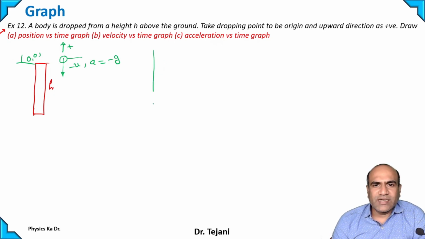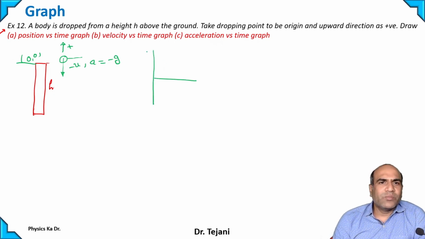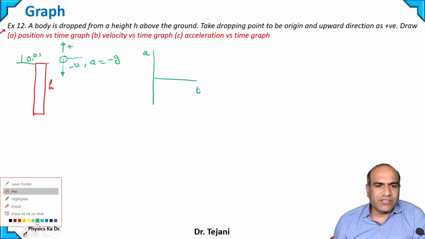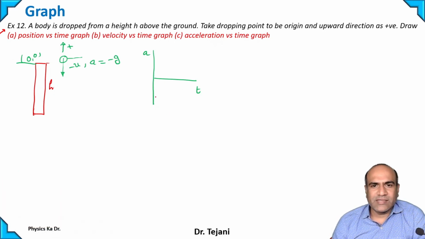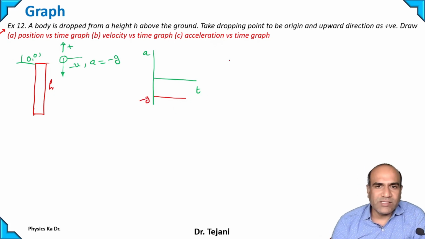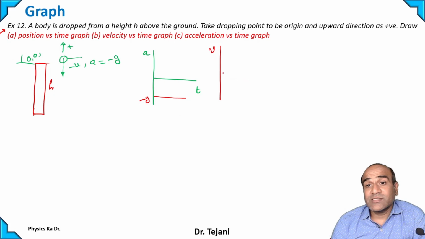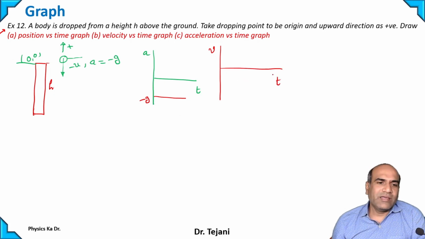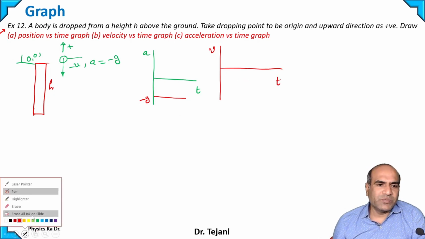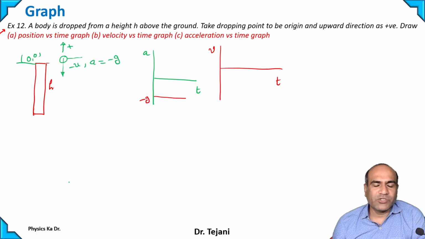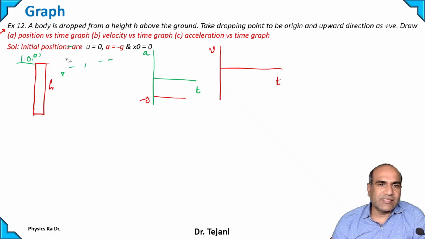So here, first let's draw the first graph. Position time graph, no, we should start with the acceleration time graph. What is acceleration? Acceleration is because of gravity only, and that is negative. It is minus g, below the axis. Then the velocity versus time graph. In the velocity versus time graph, what should be our requirement? Let's erase this so you understand better.